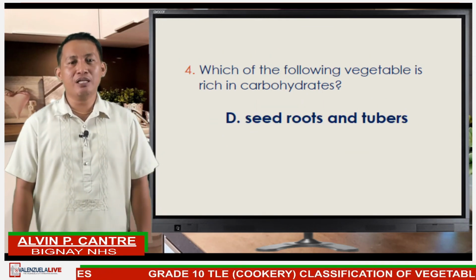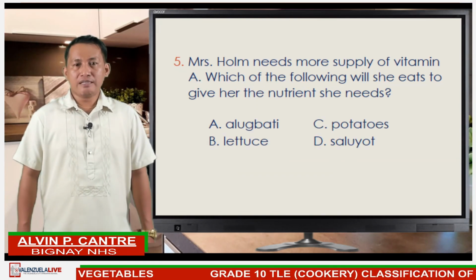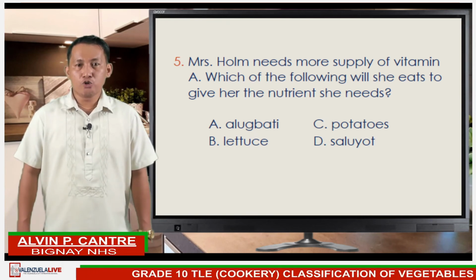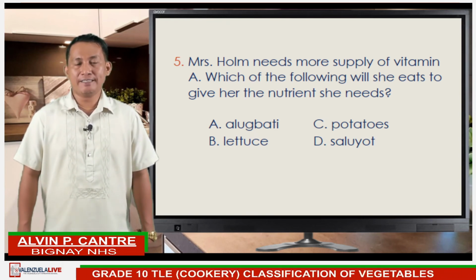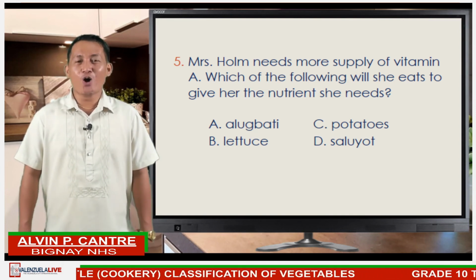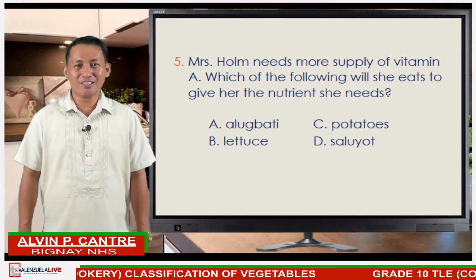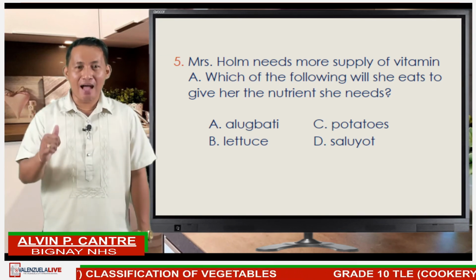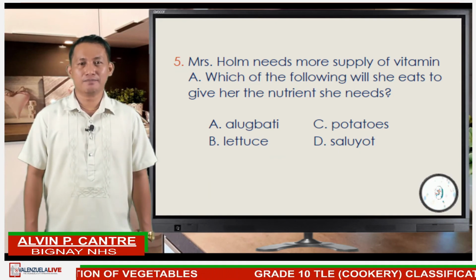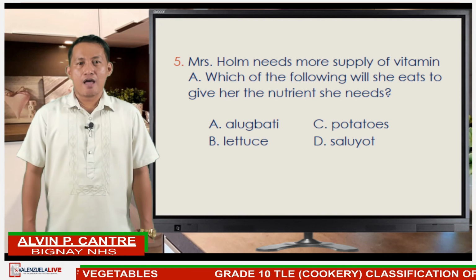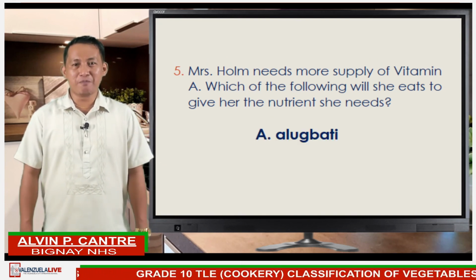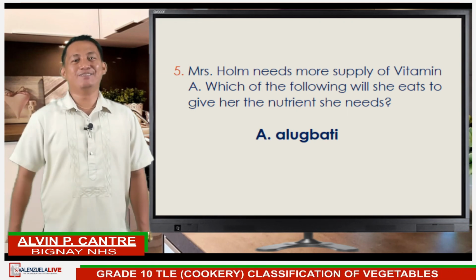Let's proceed now to the last number. Mrs. Holm needs more supply of vitamin A. Which of the following will she eat to give her the nutrients she needs? A. Alugbati, B. Lettuce, C. Potato, or is it letter D, saluyot? Your 5 seconds starts now. If you answered letter A, then put a check on your paper because you are correct.